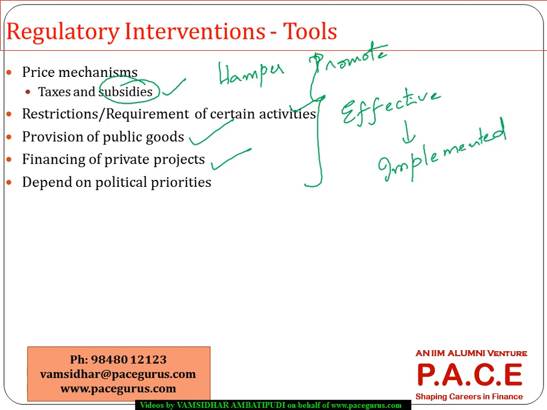Right? The implementation is a big issue with respect to the effectiveness of each of these things, because whatever the regulators have planned, they should make sure that they are implemented to the core, with no violations happening with respect to the implementations. That is what will bring the effectiveness of these interventions.